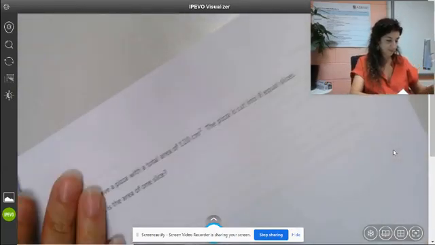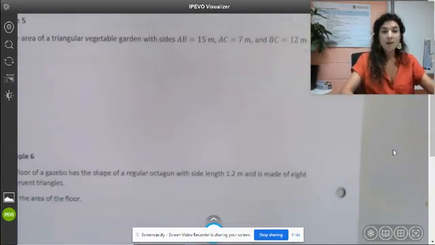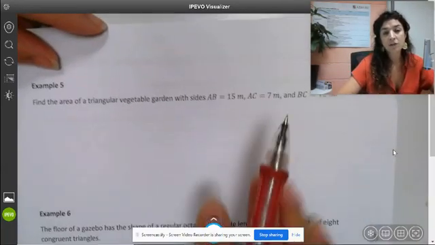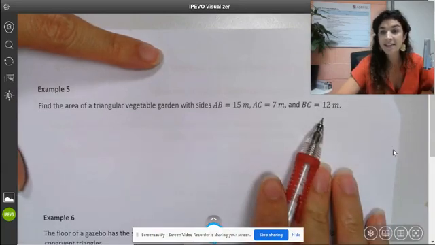Back page. Last two examples. We're going to find the area of a triangular vegetable garden with sides of this.